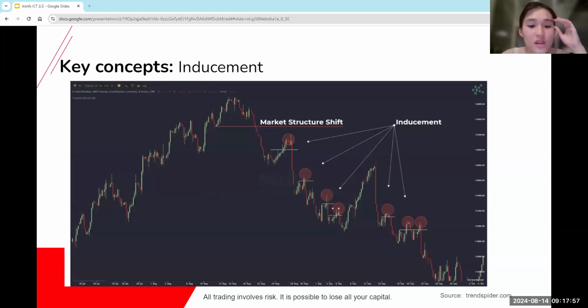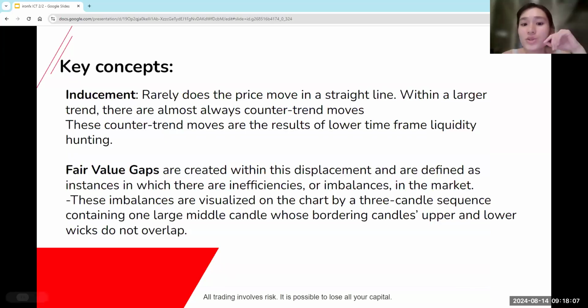Okay. So we're gonna get into the part that's a little bit more complicated. Okay, let's talk about fair value gaps. So going back to our previous slide, fair value gaps are basically created within that displacement that we talked about earlier.